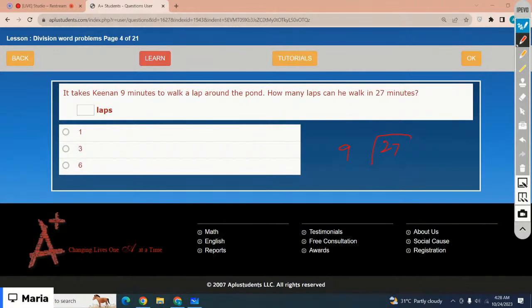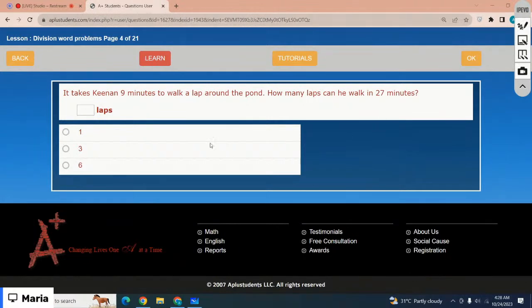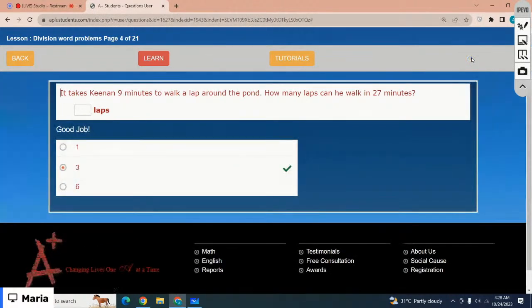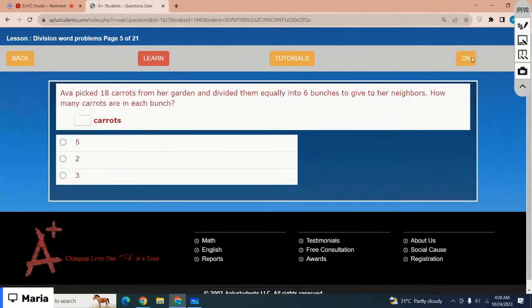9 times 3 is 27. The correct option is 3, right? Very good. Count the tables. Do not guess the answers, please.